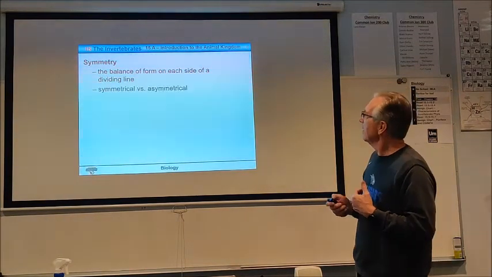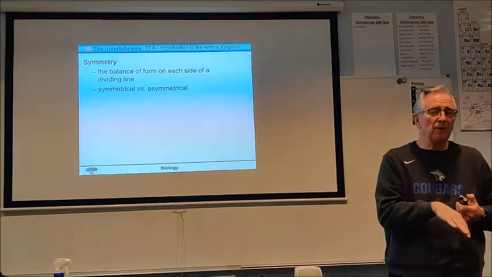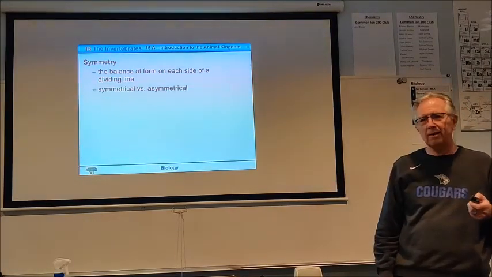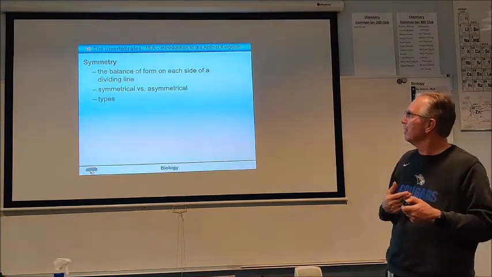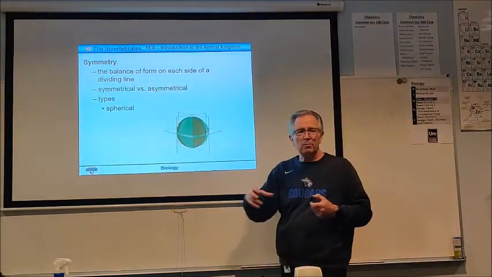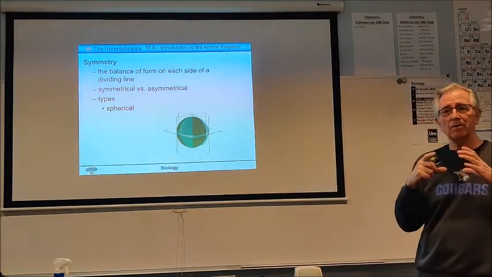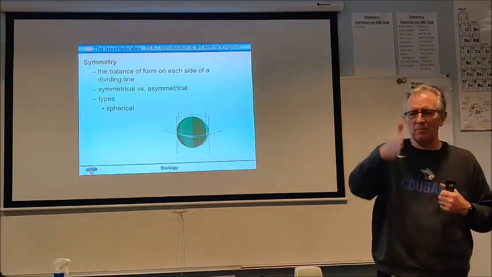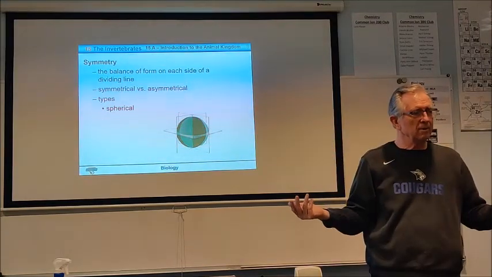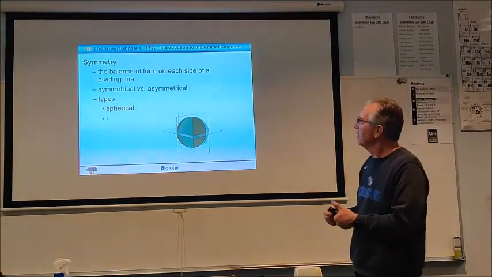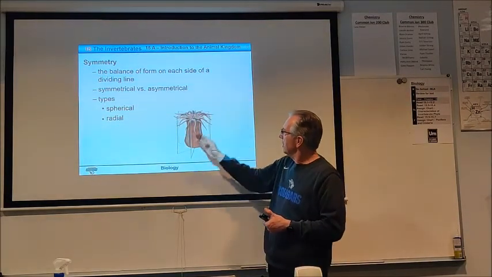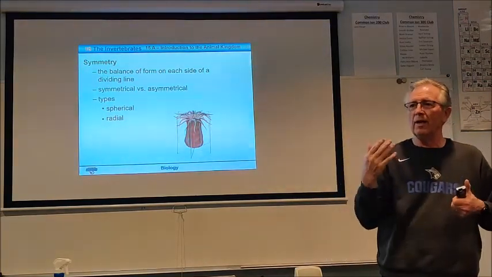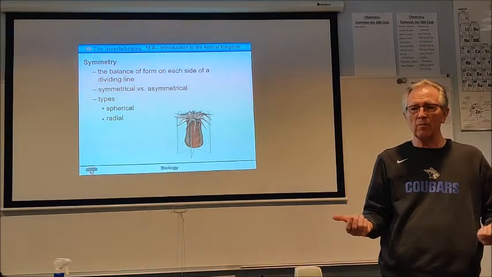Bilateral symmetry. So there's some things that are just asymmetrical. There's no way I can cut it and get two separate halves. And we have at least bilateral symmetry. So spherical would be, if you have some of these animals that we're going to talk about, they're round like a ball. So it doesn't matter which way I chop it, this way, this way, this way, it's always the same. So we call that spherical symmetry. Radial is one that I can only cut in one direction, but I can cut it many different ways in that one direction and still get two equal halves. So that's going to be called radial symmetry.